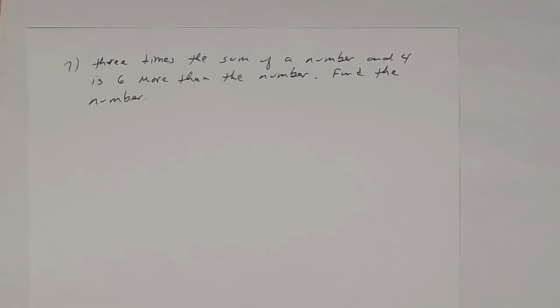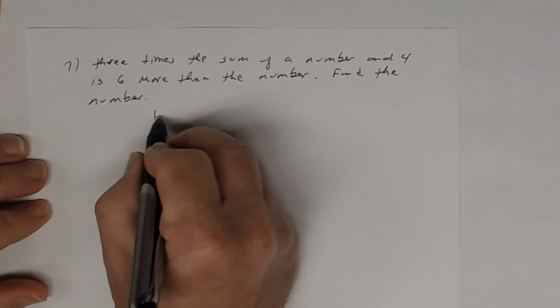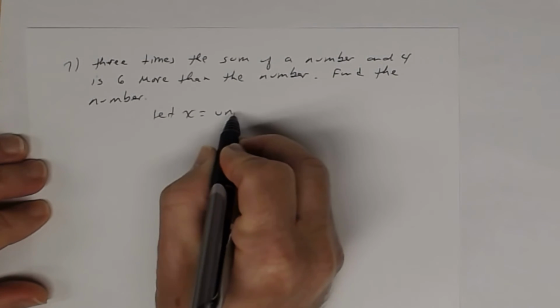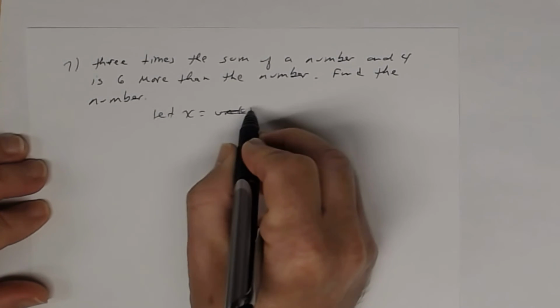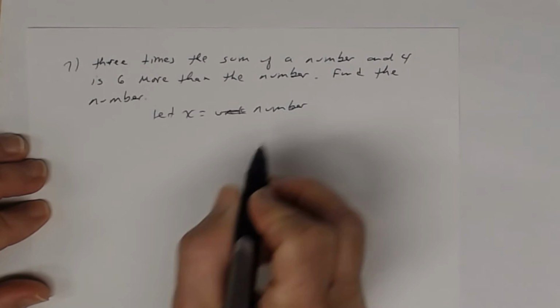Okay, so number 7, it says 3 times the sum of a number and 4 is 6 more than the number. So it's very similar to number 6, and you find the number. So we're going to let x equal the unknown, in this case, which is the number. So we're going to let x equal the number.